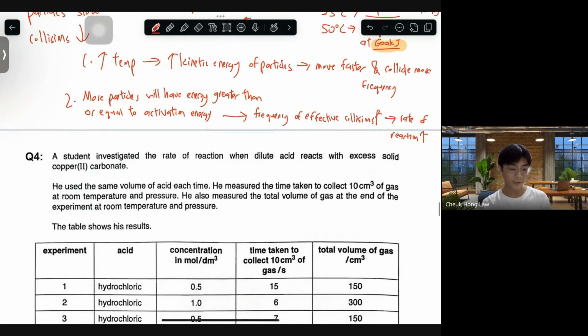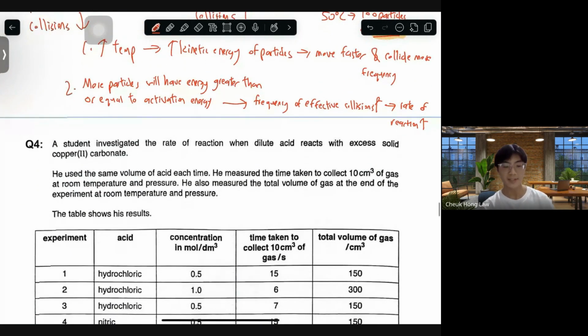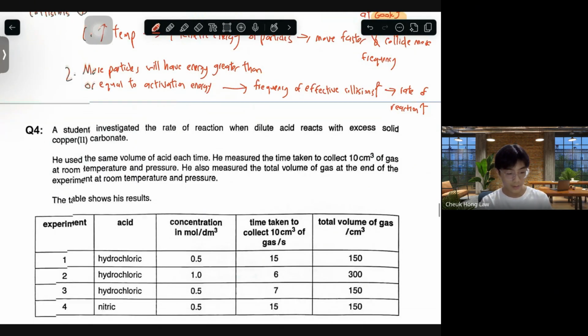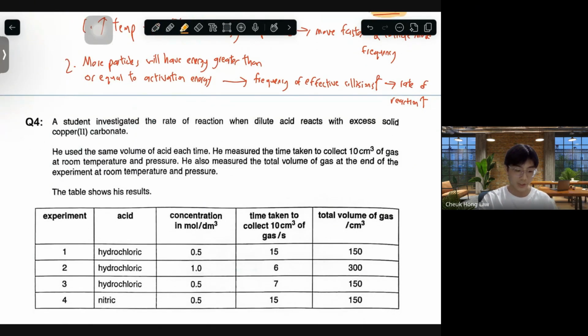Okay, so let's look at question 4. A student investigated the rate of reaction when dilute acid reacts with excess solid copper(II) carbonate. He used the same volume of acid each time. He measured the time taken to collect 10 cm³ of gas at room temperature and pressure, and he also measured the total volume of gas at the end.